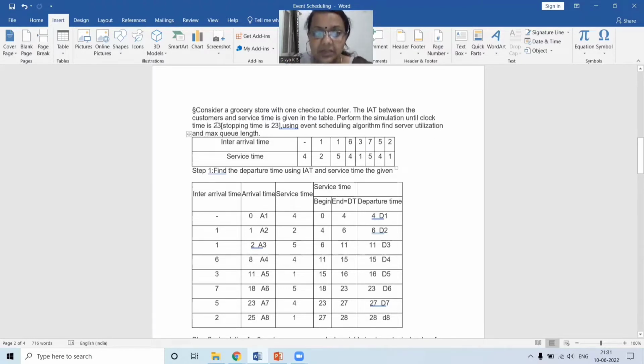See here they have mentioned 23. What I told, 23 is which letter? E. That is the ending time. E is equal to 23. Using the event scheduling algorithm, find the server utilization and maximum queue length.